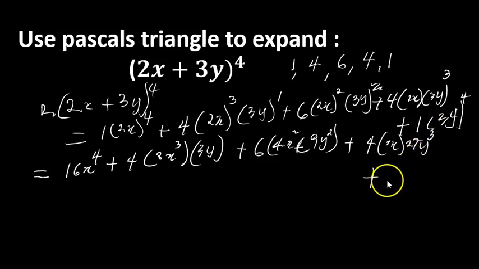Everything now plus 3 raised to power 4, that's not 9. That's 9 times 9, that's 81. 3 raised to power 4, if you use your calculator, that's 81, and y raised to power 4. Now we can expand this finally to give us 16.